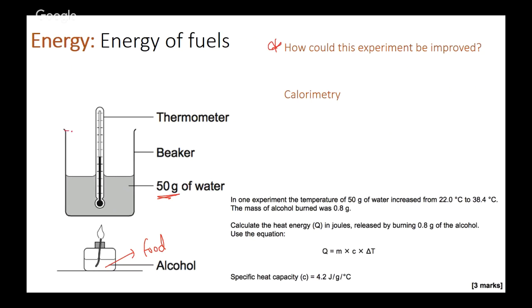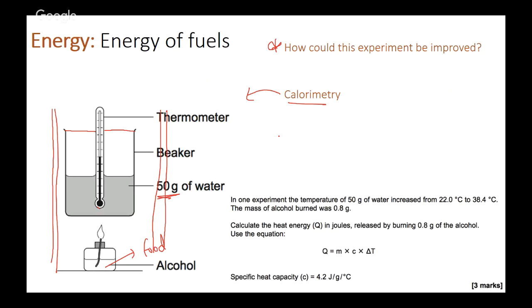They want the idea that you could put a lid on the beaker or protect it with insulation either side, because you want all the heat to be transferred from the food or alcohol source to the water. So bear that one in mind. You might see the word calorimetry in the exam. This is basically this setup here, using food or fuel to calculate the energy transferred to the water, so you can work out how much energy per mole the food or alcohol can transfer.